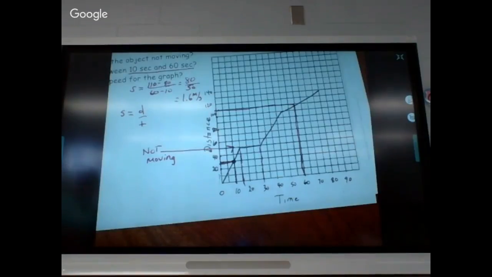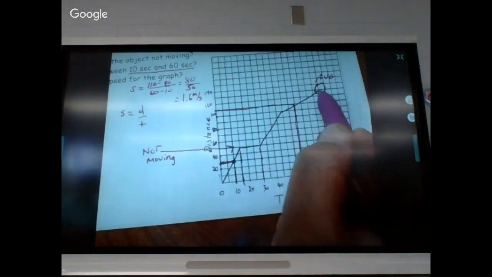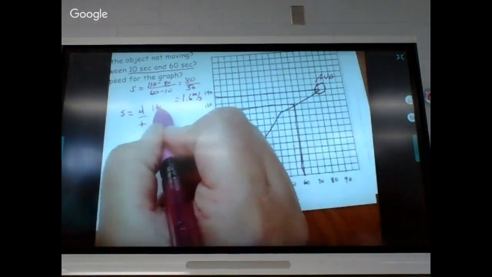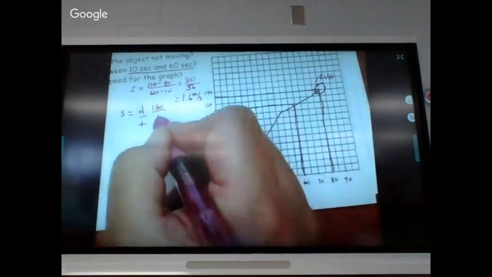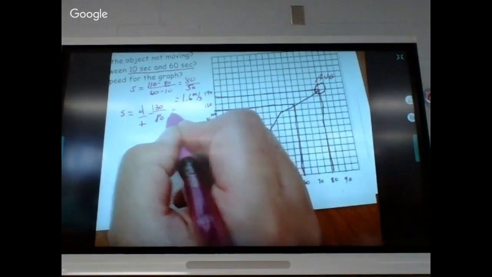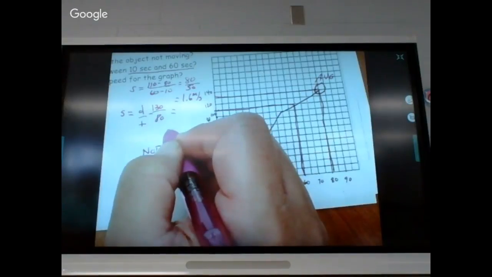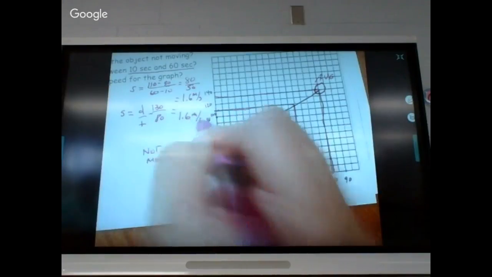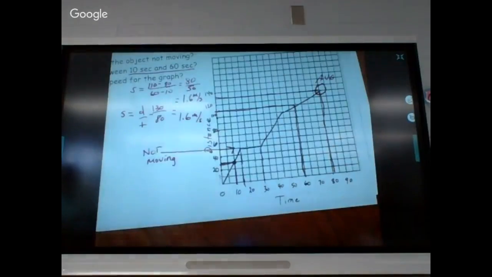You have to go to the very end. Right here is where you go for average speed. So what's the end of it at? 130 and 80. So 130 over 80. So what's 130 over 80? 1.6. So when we did the time there, I came pretty close to the average speed of the graph.